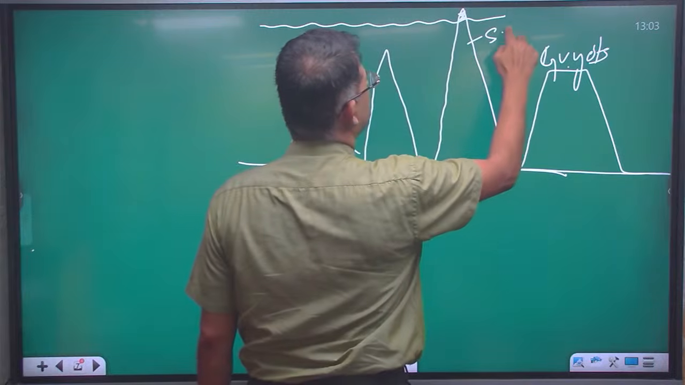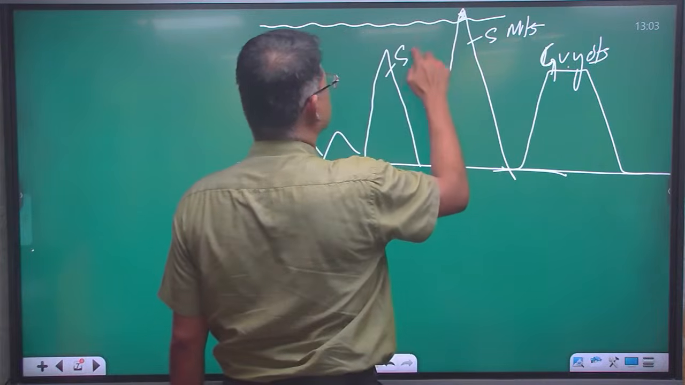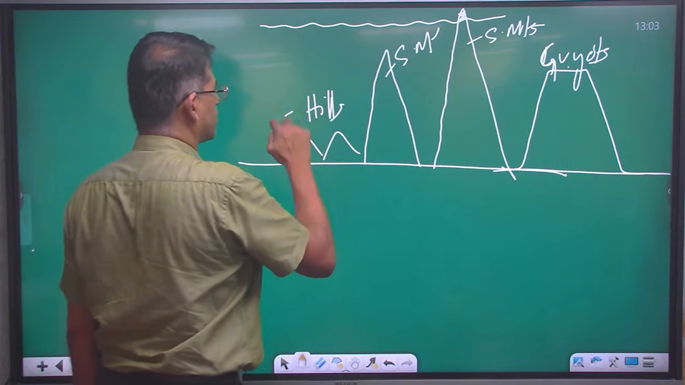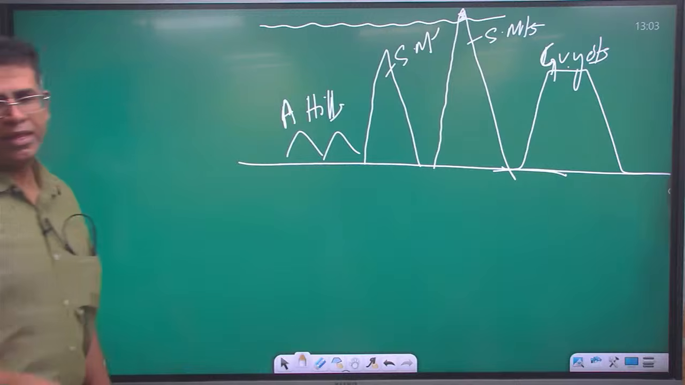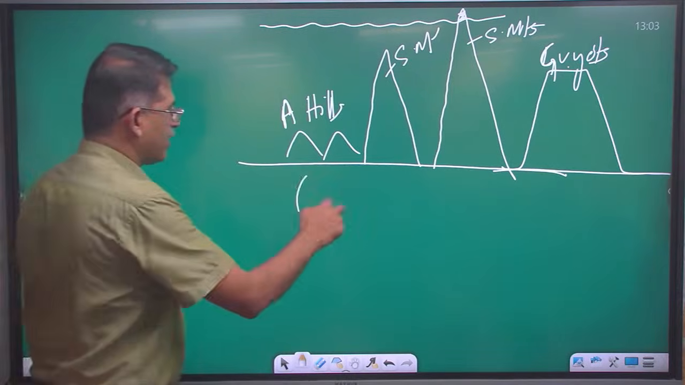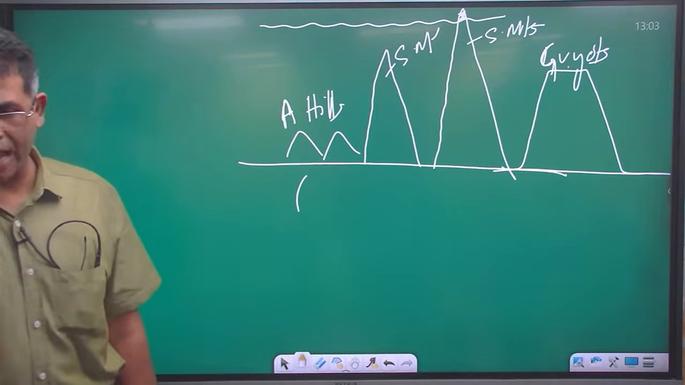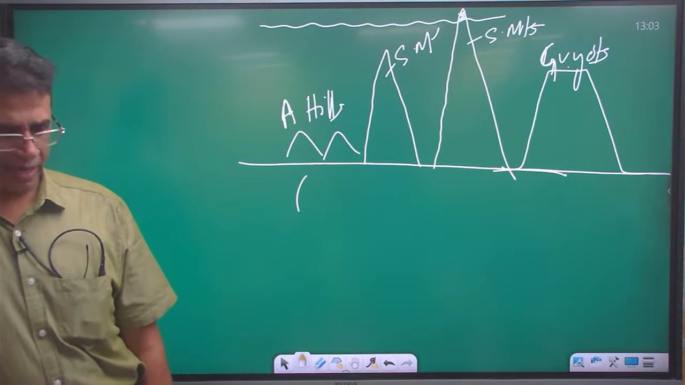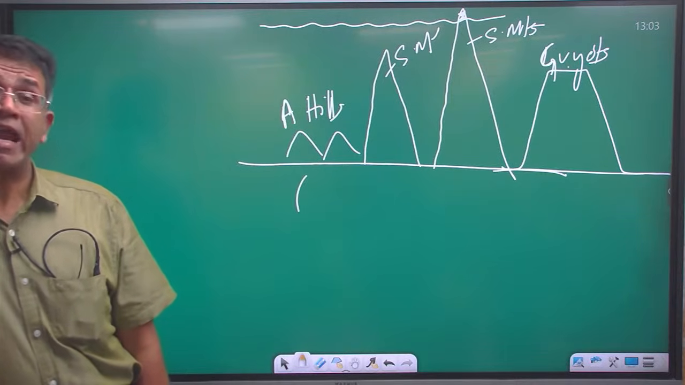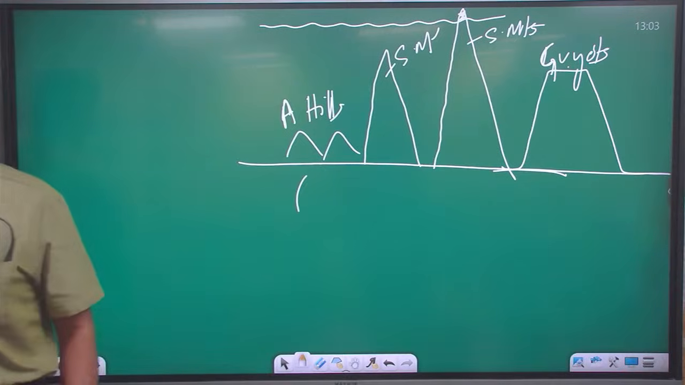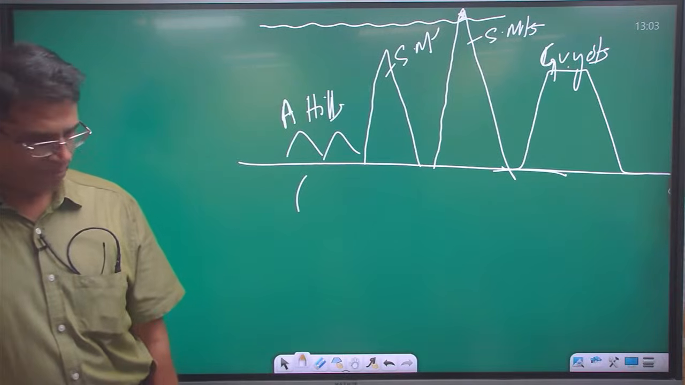These are sea mounds, and these are isolated abyssal hills. And within bracket mention that most of these sea mounds and abyssal hills are volcanic in their origin.